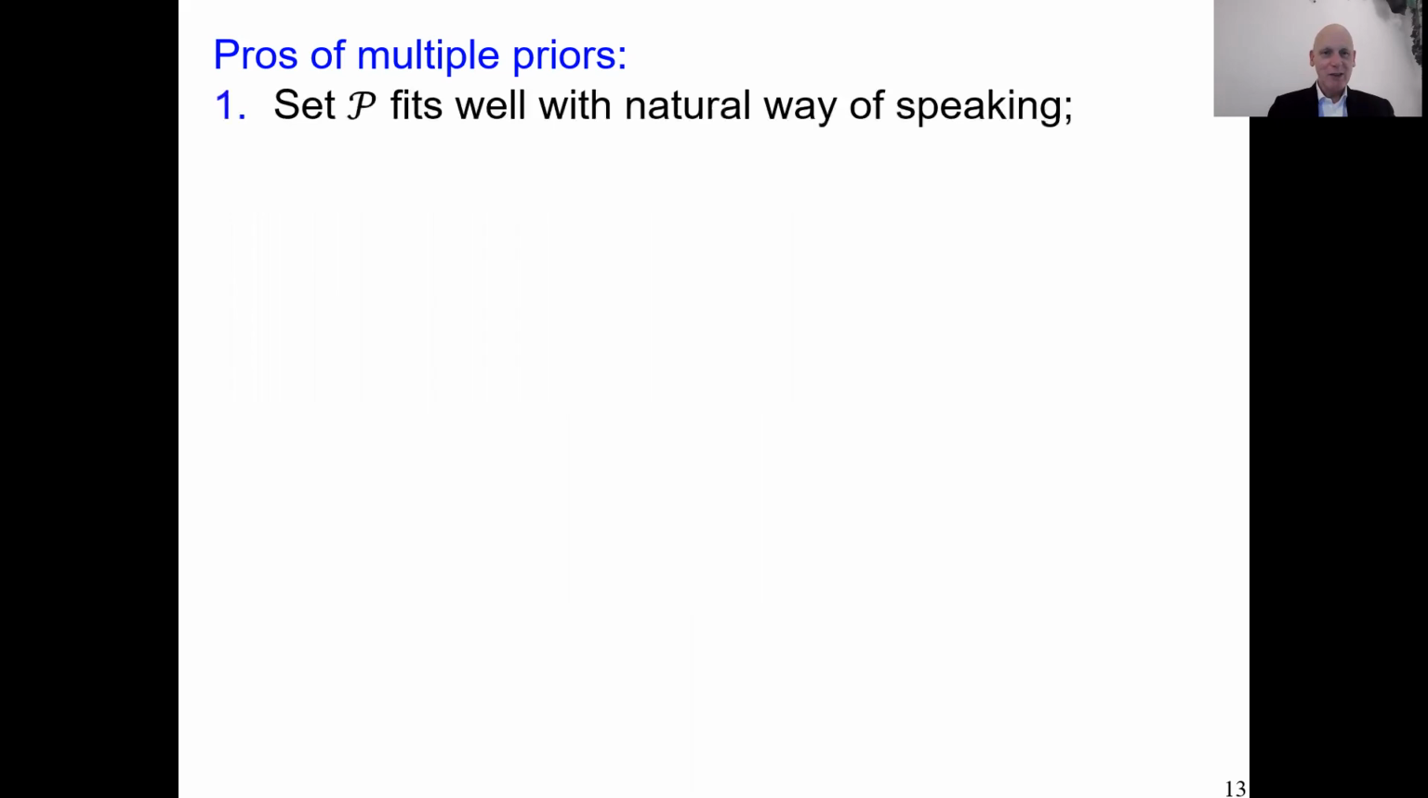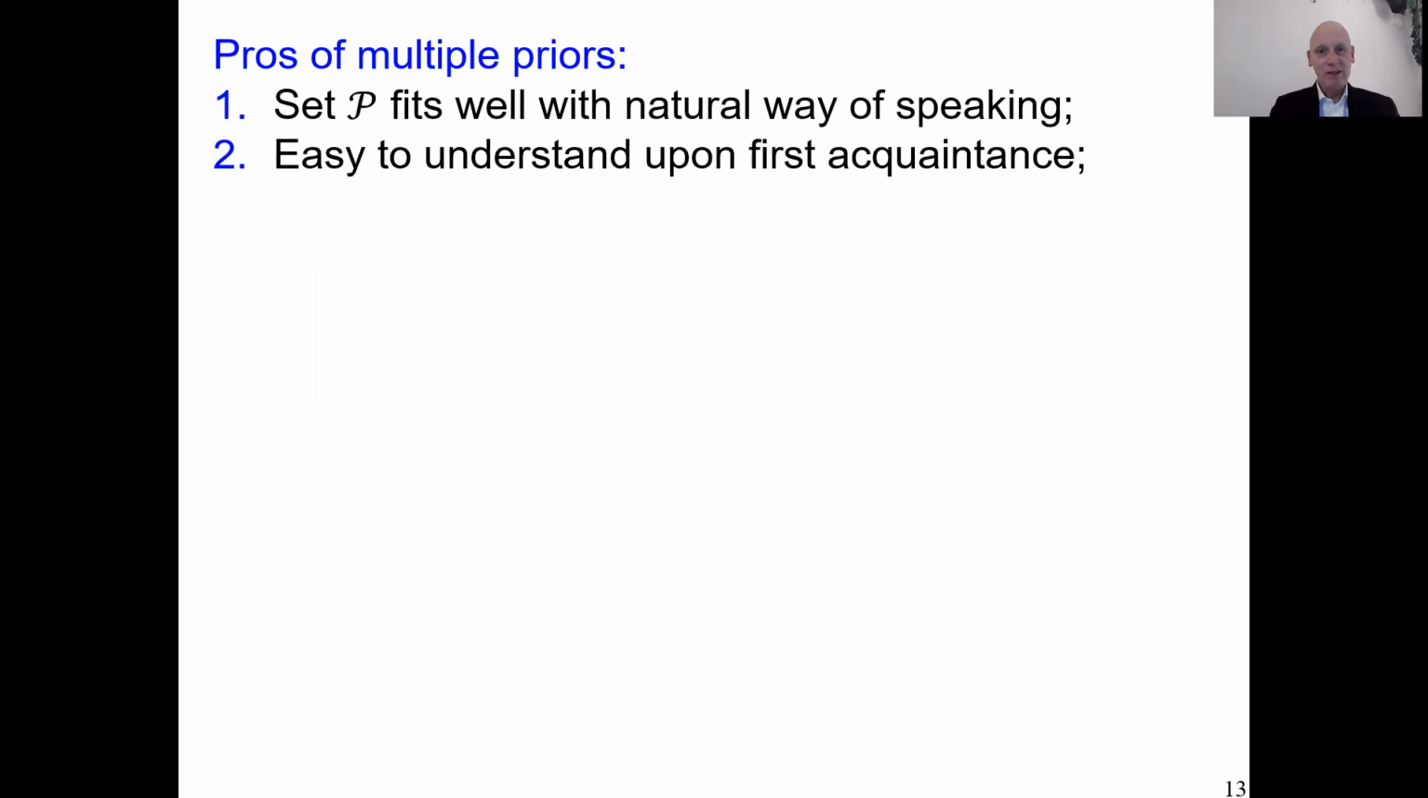Well, there are pros and cons to multiple priors. One pro is that sets of priors fit well with the natural language way of speaking. Often we must specify quantities. Maybe we say, oh, that probability is between 0.3 and 0.4. That probability is between 0.6 and 0.8. It's a natural way of speaking. And therefore, this multiple prior model connects easily with that. So that is one pro.